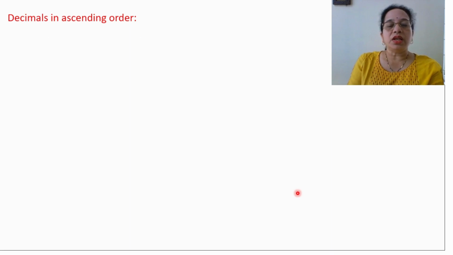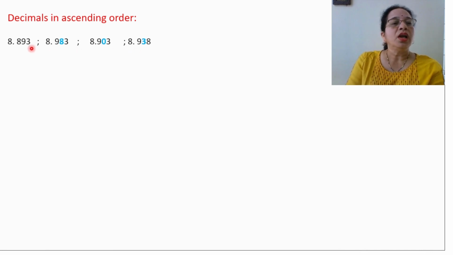Now decimals in ascending order. So these numbers are given to arrange in ascending order. Again, we need to do comparison over here. Your decimal places are 3 everywhere. Now we will check the whole part. Whole part is same. Now we will check the tens place digit. This is 8, 9, 9 and 9. So smallest number is 8. Ascending order, we start with the smallest number. So 8.9, 8.893, and just cross out with the pencil, so that next time you can concentrate only on the remaining numbers.